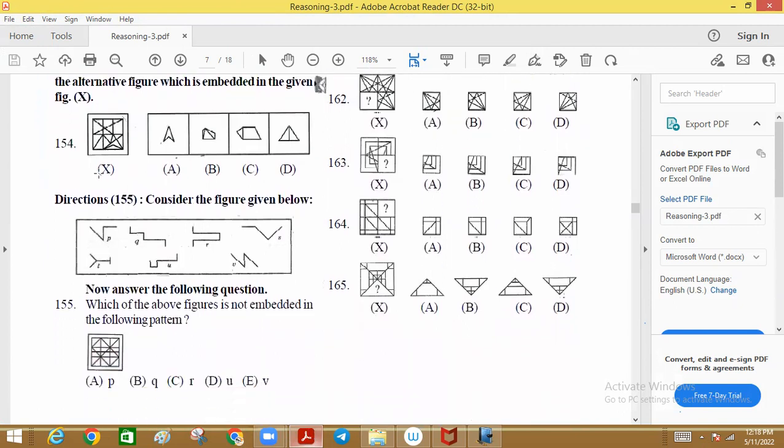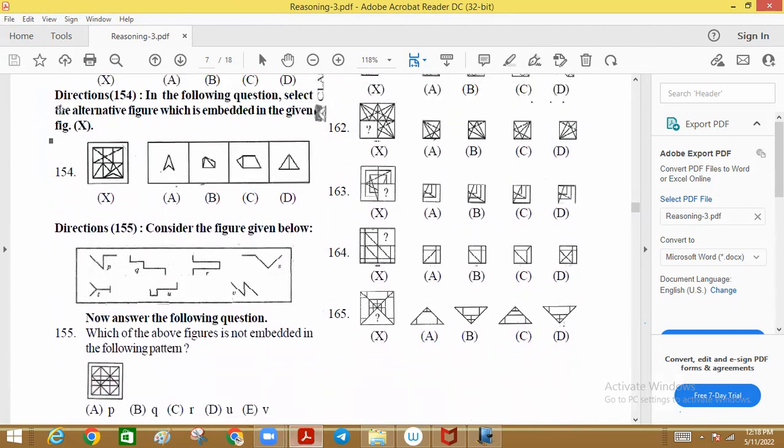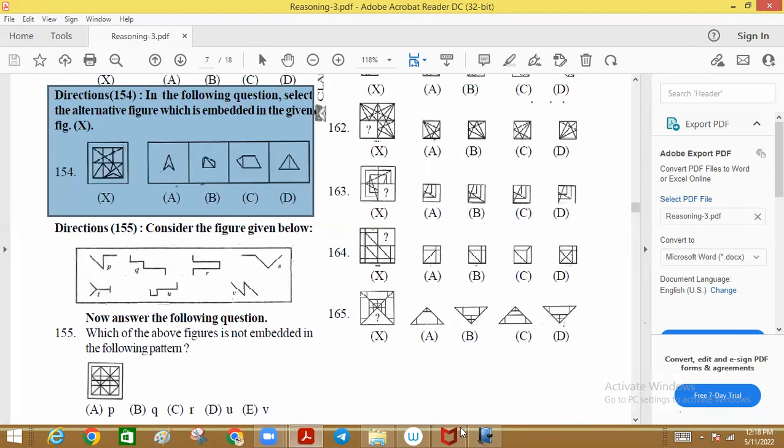Middle bottom measure. Okay, okay. Now what's the answer for 154? Same question, embedded figure only. It's not a new topic. It's embedded figure only.